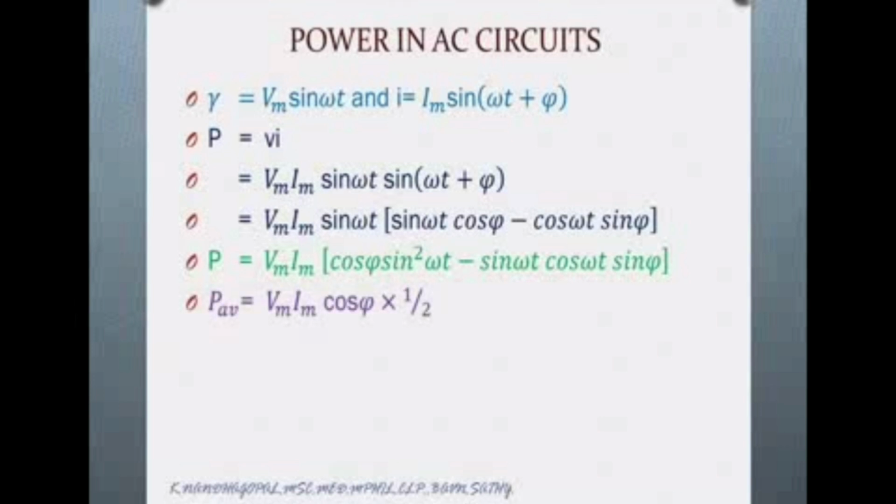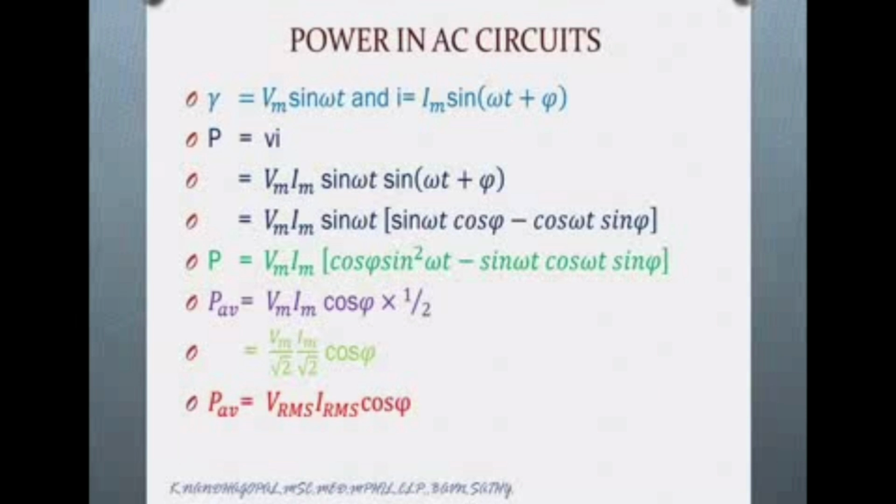Then P average equal to Vm Im and cos phi into 1 by 2, because sin square omega t becomes 1 by 2 and remaining terms become 0, right? So that's why it gets cos phi into 1 by 2. So 1 by 2 we can write as root 2 into root 2. So Vm by root 2, Im by root 2 into cos phi. Here Vm by root 2 and Im by root 2 are called Vrms and Irms. So here P average equal to Vrms into Irms into cos phi.